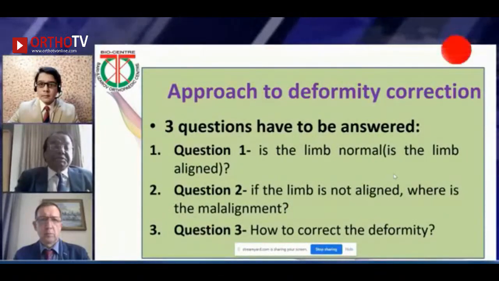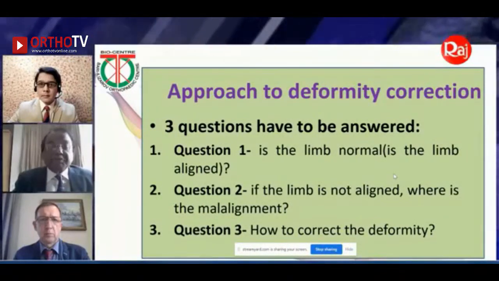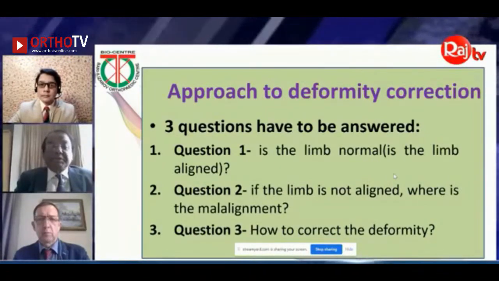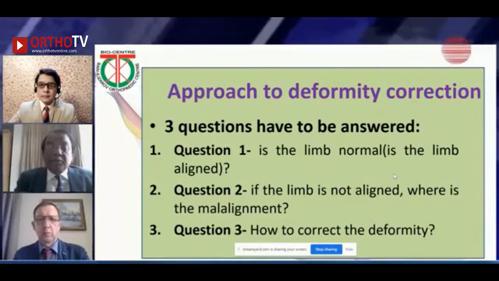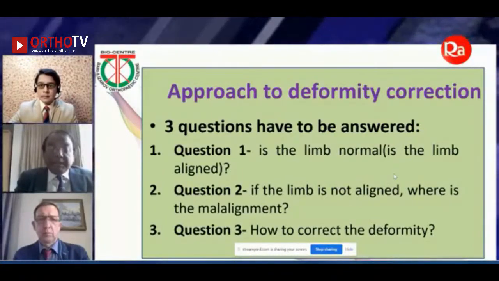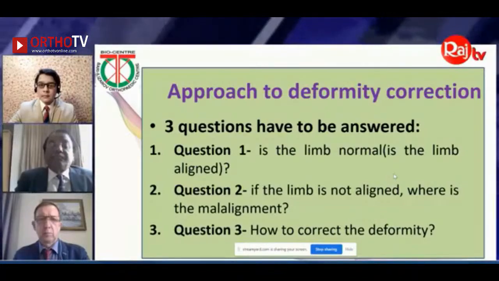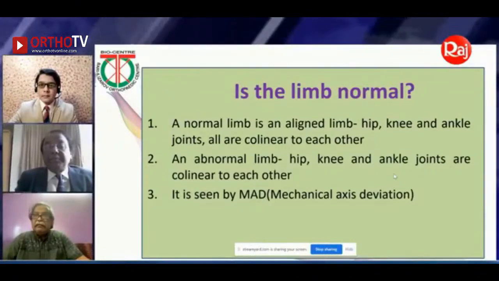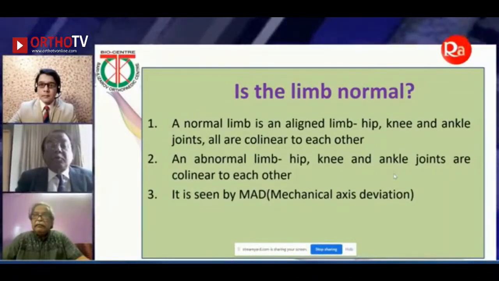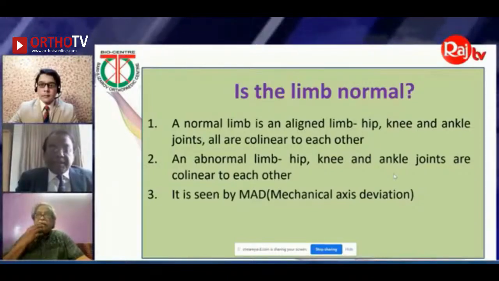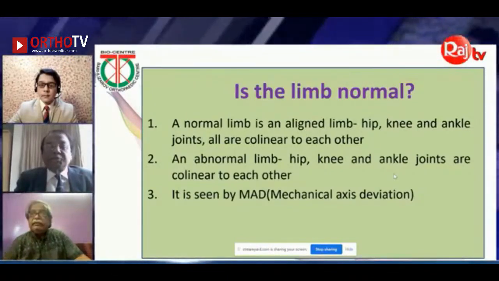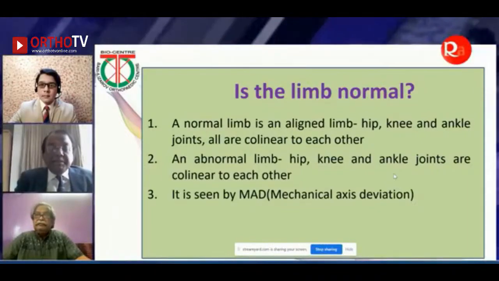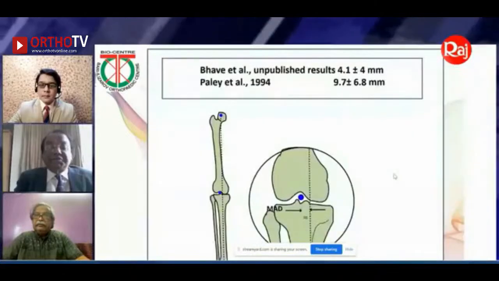Approach to deformity correction: three questions have to be answered. Question number one, is the limb normal? Is the limb aligned? Question number two, if the limb is not aligned, where is the malalignment? And finally, how to correct the deformity? Is the limb normal? A normal limb is an aligned limb. Hip, knee, and ankle joints are all collinear to each other. In an abnormal limb, the joints are not collinear, and this is seen by mechanical axis deviation.